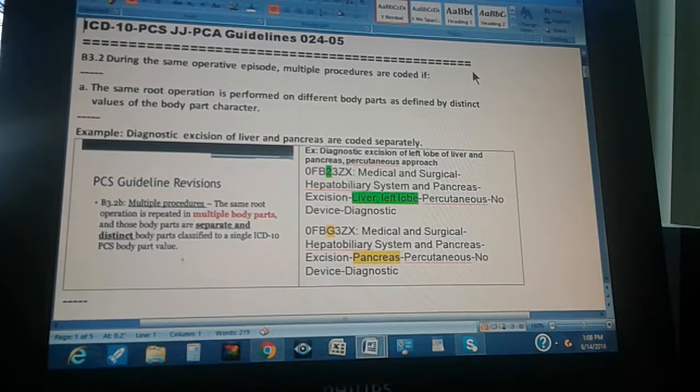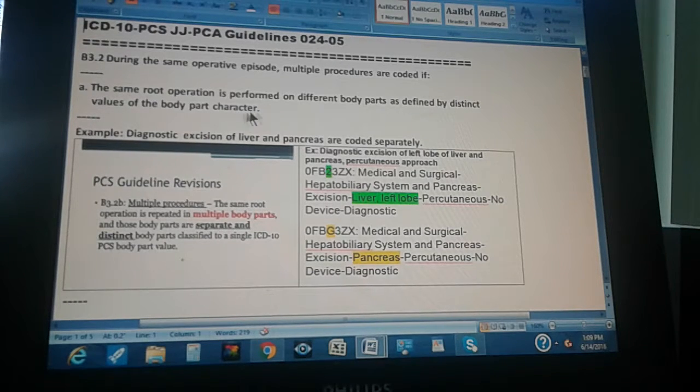ICD-10 PCS guidelines, page 024, part 5. B3.2. During the same operative episode, multiple procedures are coded if... Okay, we're talking about the same root operation. They're doing the same operation on the person, but multiple procedures are coded. We need multiple codes, or more than one code, if A, the same root operation is performed on different body parts, as defined by distinct values of the body part character.